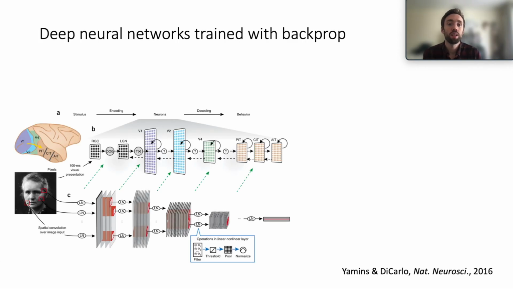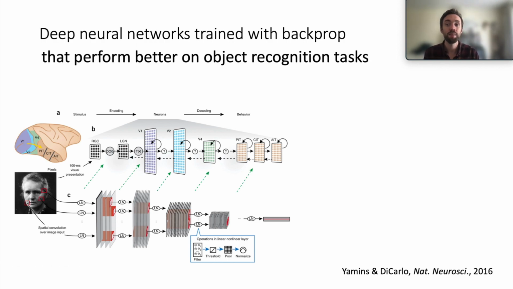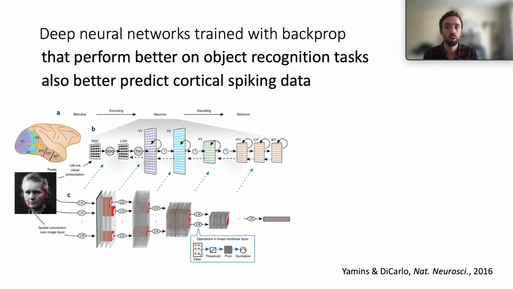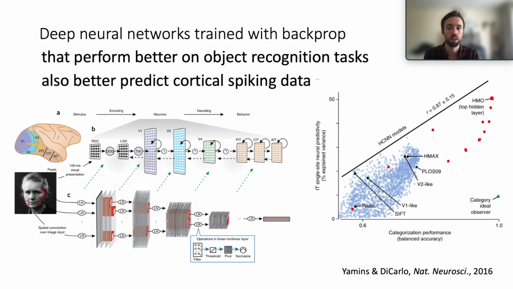So deep neural networks, such as deep convolutional neural networks that are trained with this backpropagation of errors algorithm, also known as backprop, have had some real successes at explaining aspects of neural activity data. A remarkable result from Dan Yamins and Jim DiCarlo showed that deep neural networks that are trained with backprop, that are trained in particular to perform well on object recognition tasks, also better predict cortical spiking data.